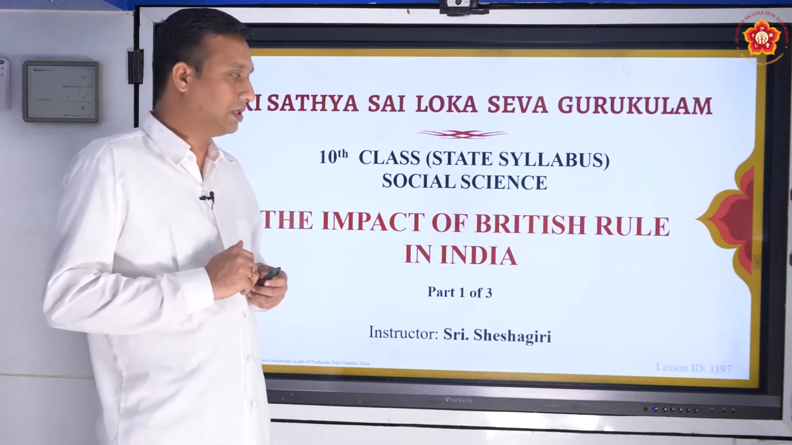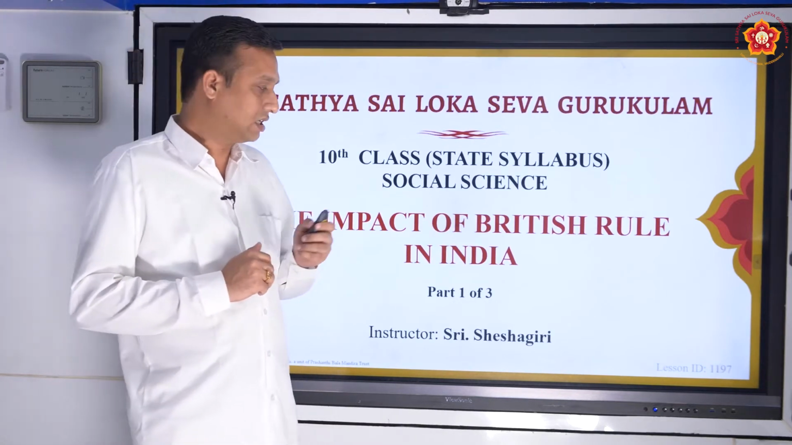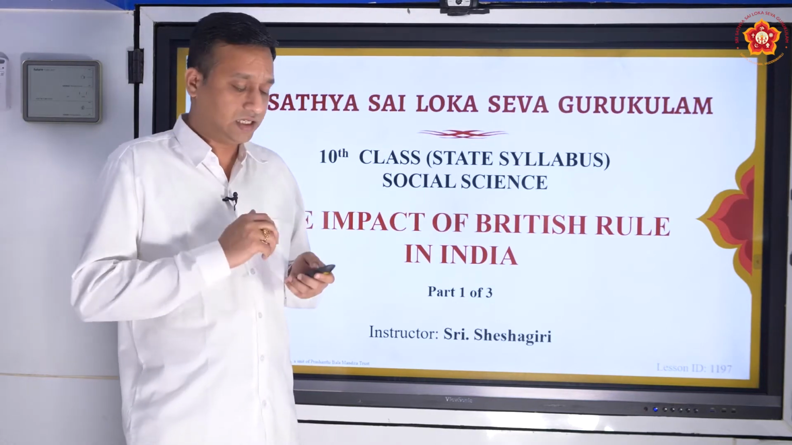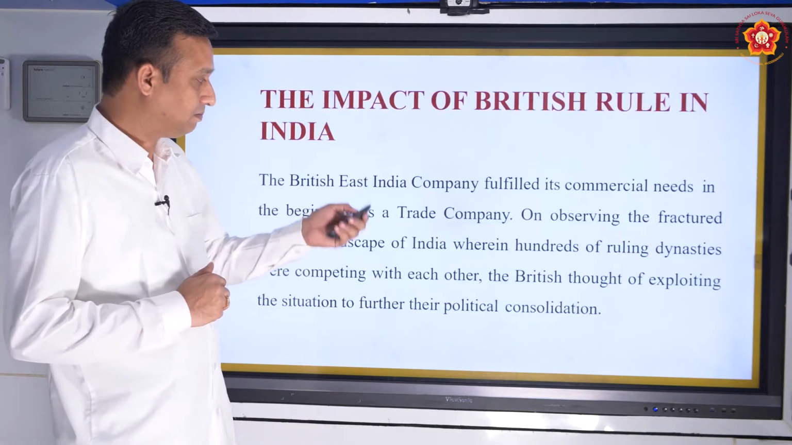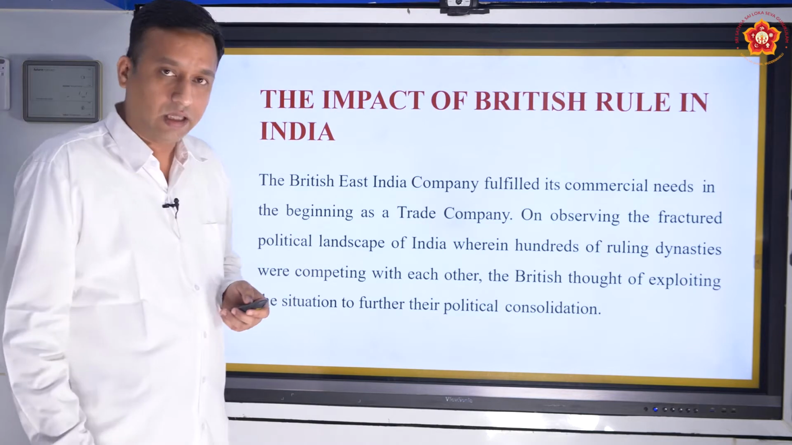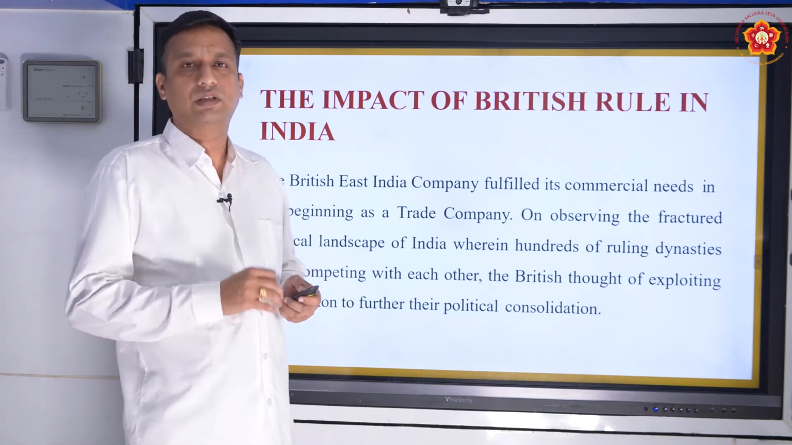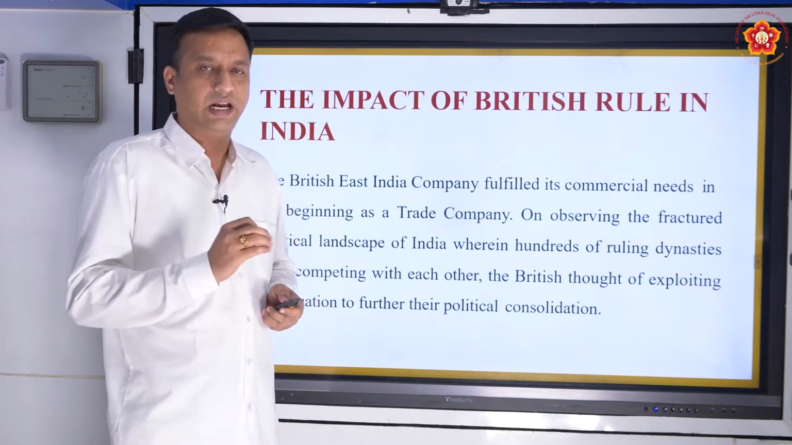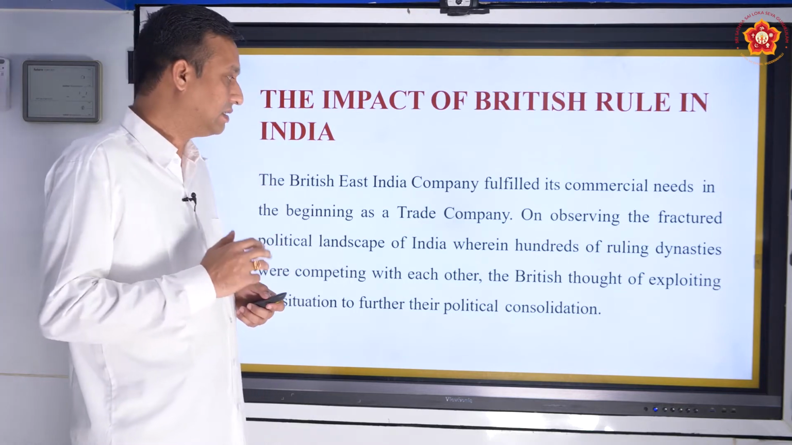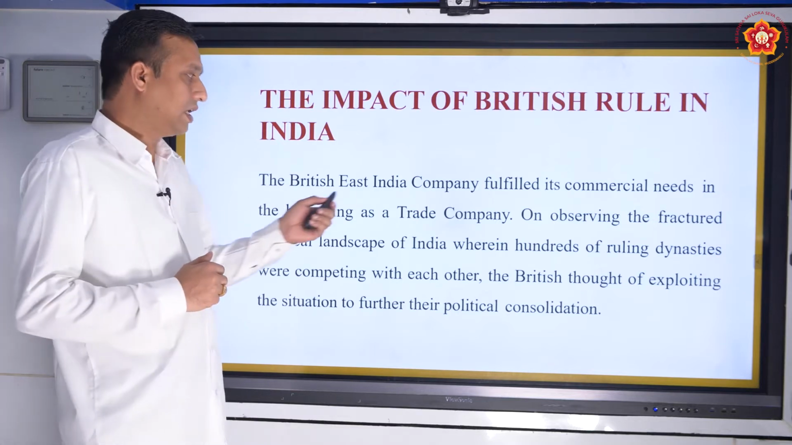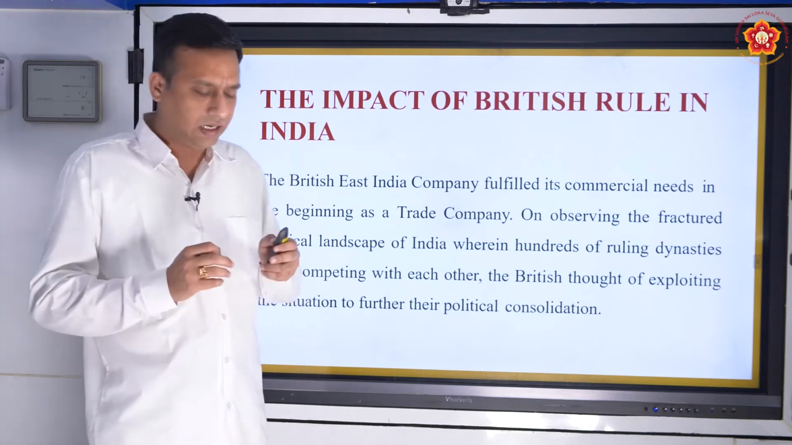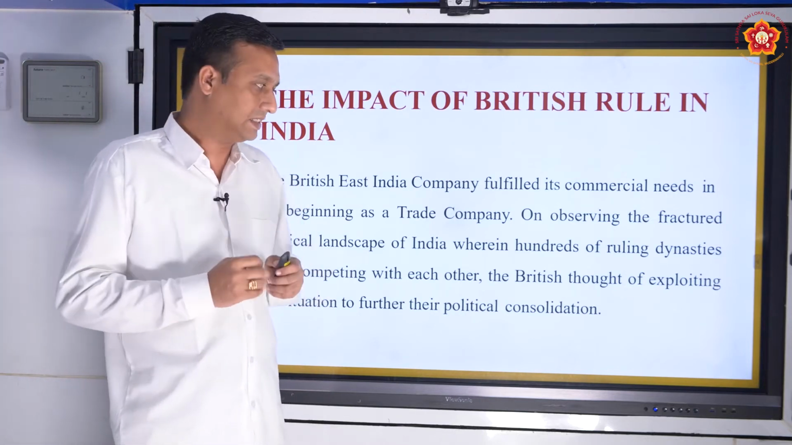After establishing their supremacy, now we'll come to the next chapter, that is the impact of British rule in India, how the British had their impact all over India. So you know that the British East India Company was established with a commercial purpose, to do trade with the Southeast Asian countries in Asia. The British East India Company fulfilled its commercial needs in the beginning as a trade company. In the beginning they were only for trade purpose, business.